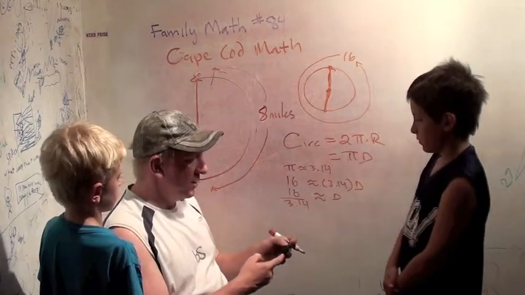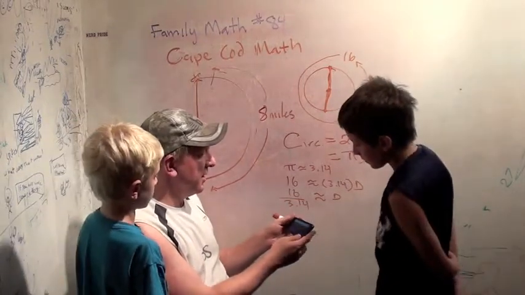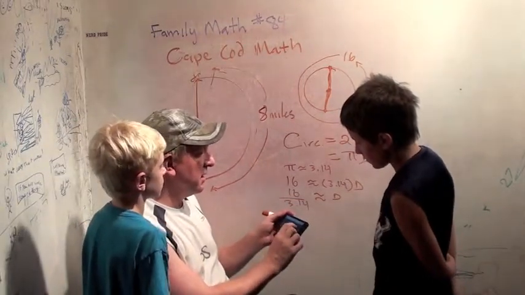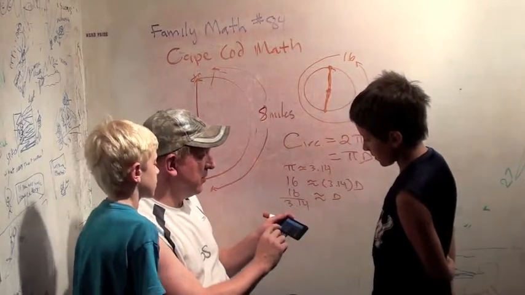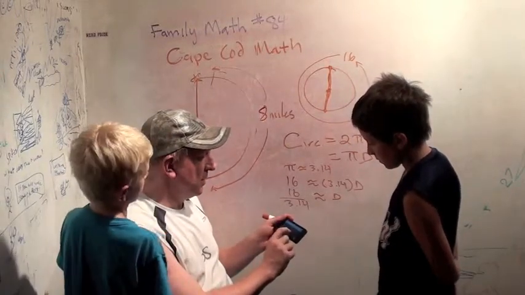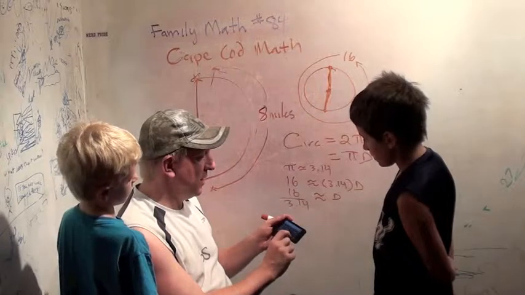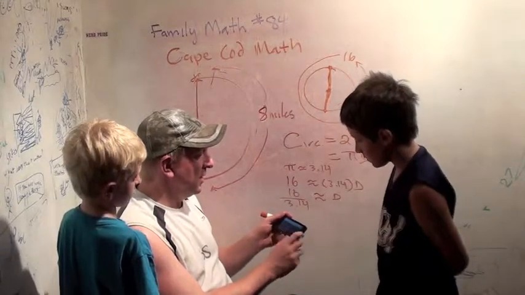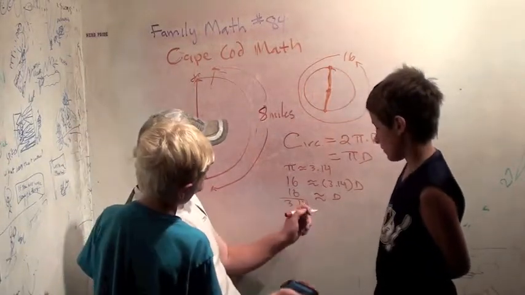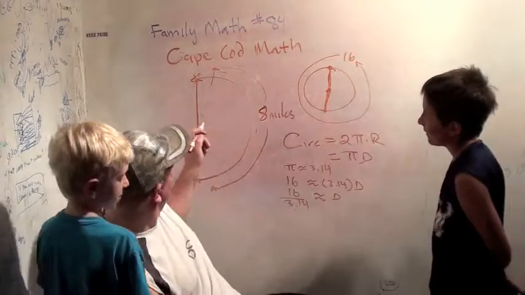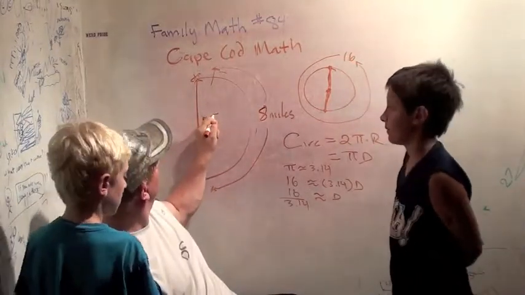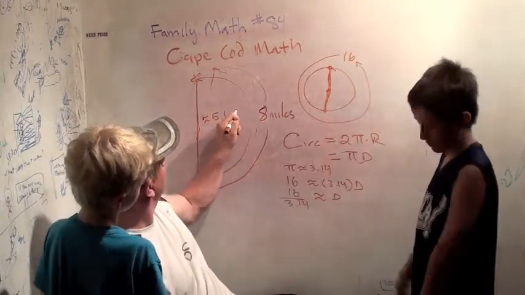And let's just plug that into our handy dandy calculator. 16, whoops, not 0.16. 16 divided by 3.14. That's about, we'll call it 5.1 miles. So the diameter is about 5.1 miles.